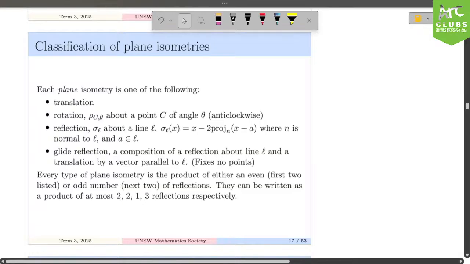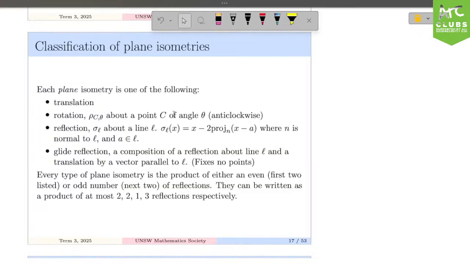Next, plane isometries. Every plane isometry is one of the following: it's either a translation, a rotation, a reflection, or a glide reflection. Now, a reflection about a line or a rotation of an angle theta around a point C is fairly straightforward, in my view at least. So we'll focus more on the glide reflection's critical details.